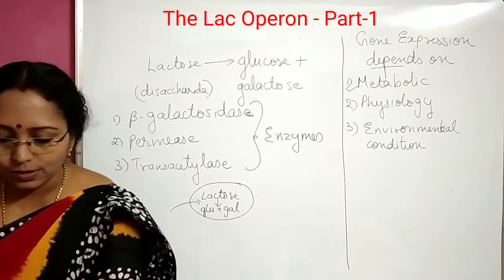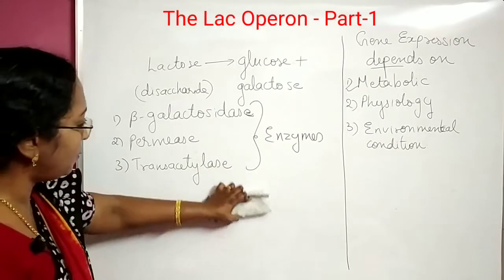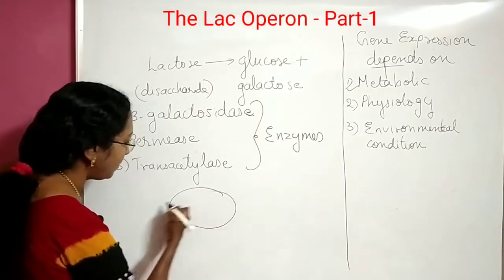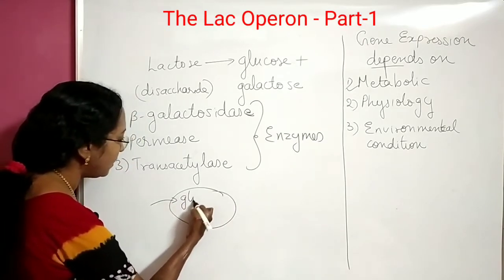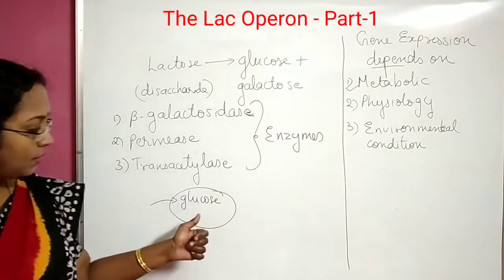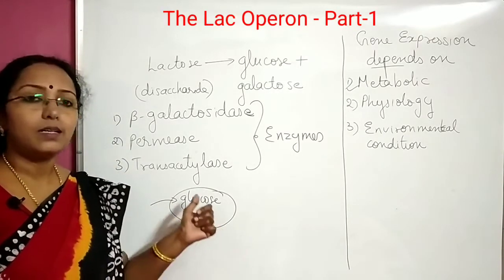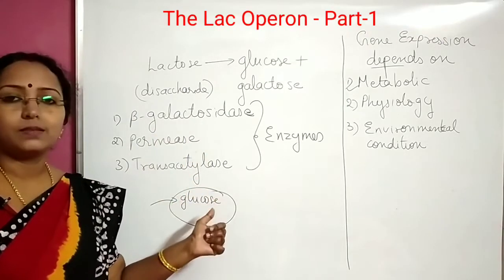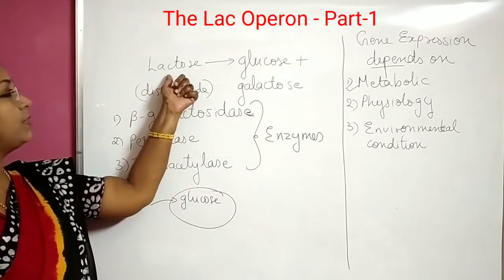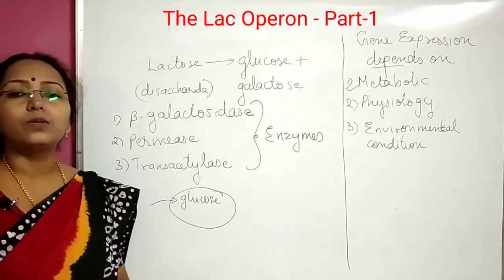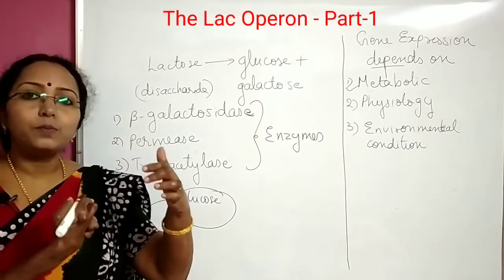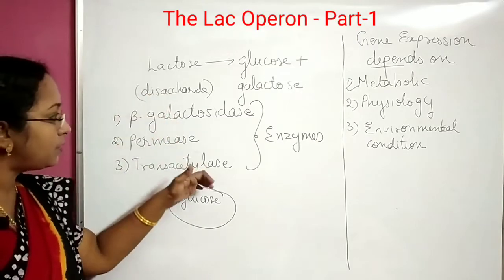Instead of lactose, if into this cell glucose is entering, in this case, does the cell require these enzymes? No, because these enzymes are required only for the conversion of lactose to glucose and galactose. Otherwise, this is not required. So, gene is getting expressed, or gene is producing these 3 enzymes.